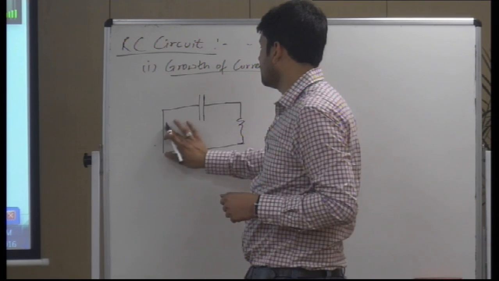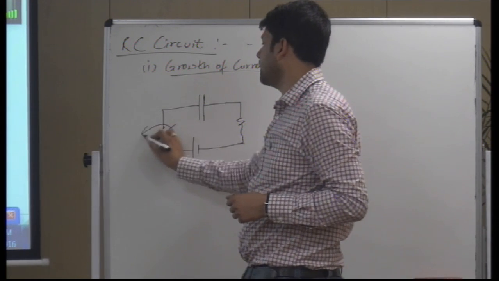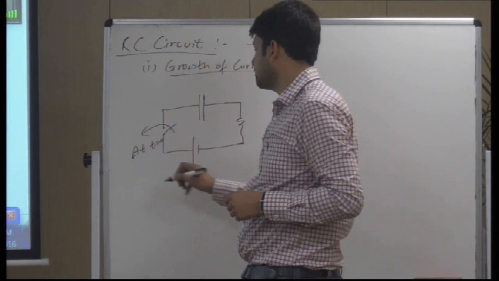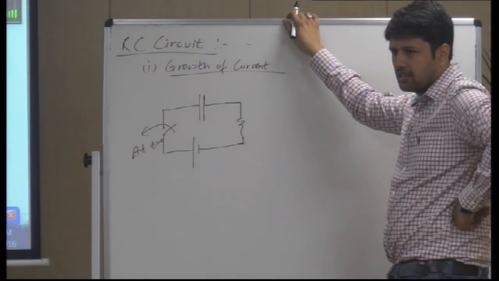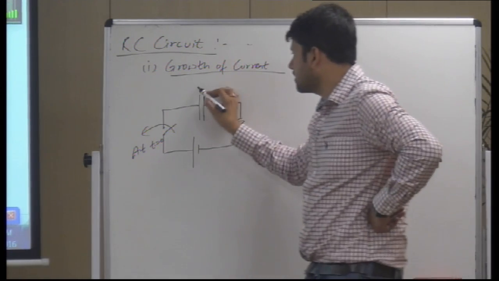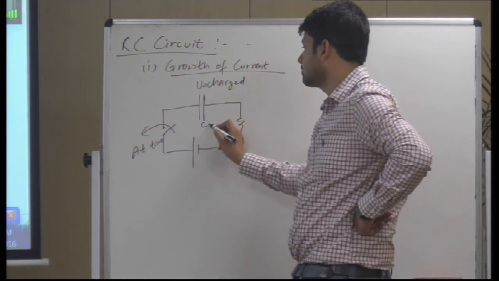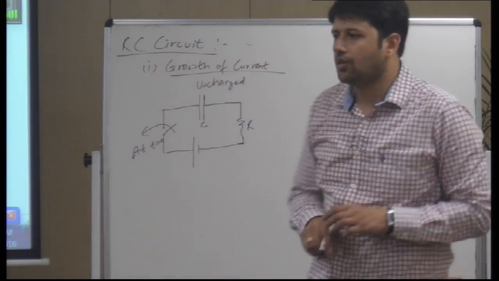Growth of current, how does this happen? Connection is made at t equal to 0. So current starts flowing from the battery. The capacitor is initially uncharged. So what happens?